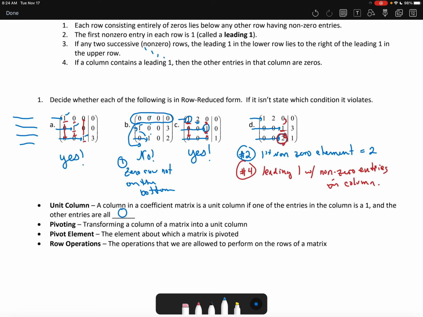We're going to do a process called pivoting. That's when you transform a column of a matrix into a unit column. So I could fix a column that is not currently a unit column and turn it into one by performing some steps. Your pivot element is the element about which your matrix is pivoted, and I'm going to explain how you choose a pivot element and how you pivot in a later video. And we're going to use what are called row operations in order to do that. So those are the operations that we are allowed to perform on the rows of a matrix.